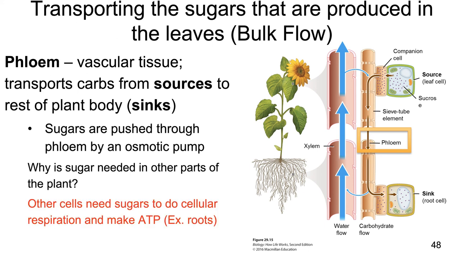So other cells need sugars to do cellular respiration and make ATP. So you'll notice that all these plant cells have mitochondria. The sink cells have mitochondria. All plant cells need to have mitochondria. Eukaryotic cells have mitochondria. And those mitochondria take those sugars and do cellular respiration to turn those sugars into ATP, because pretty much all living cells need ATP, because that's a currency that cells use to do a lot of other cellular level reactions.